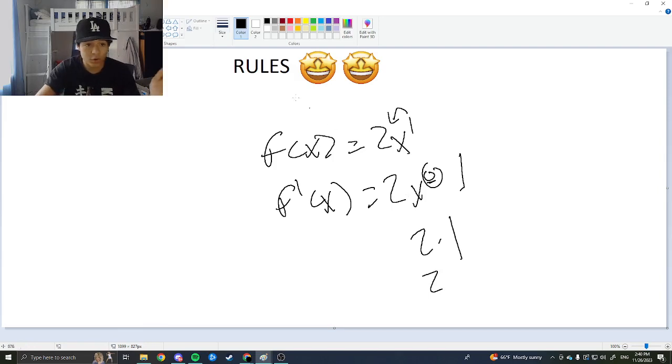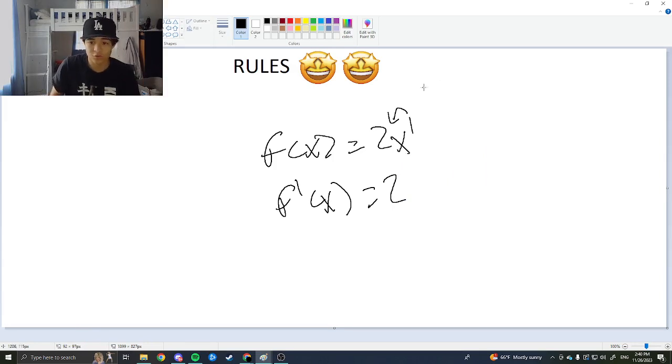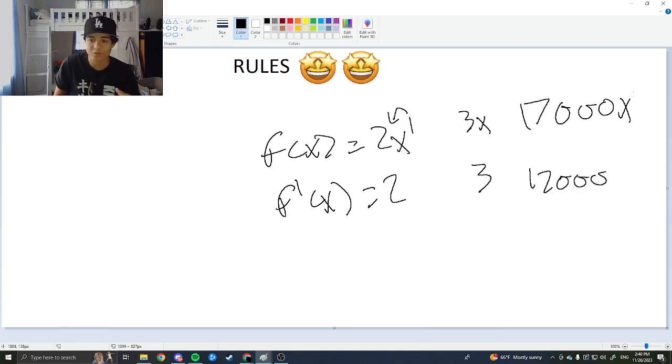Or, if you don't want to do a whole bunch of algebra, you could just say, okay, there's no exponent, you just get rid of the x. So if f of x is 3x, f prime of x is 3. If f of x is 17,000x, f prime is just 17,000. Like, if there's no exponent, you just get rid of the x. That's it. It's pretty simple.